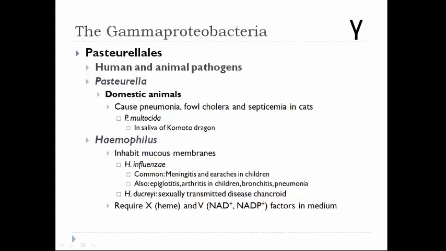Haemophilus, this genus, is named because these organisms like heme, and Haemophilus influenzae was called this because it was thought to cause influenza. Found out it doesn't. It most likely causes meningitis and earaches in children. It can also cause arthritis, bronchitis, pneumonia, etc. If your child has an earache, it's possible that it's this organism. Another organism in this genus is sexually transmitted. All the organisms in the genus Haemophilus require heme and NAD, NADP to be added to the medium in order to grow.